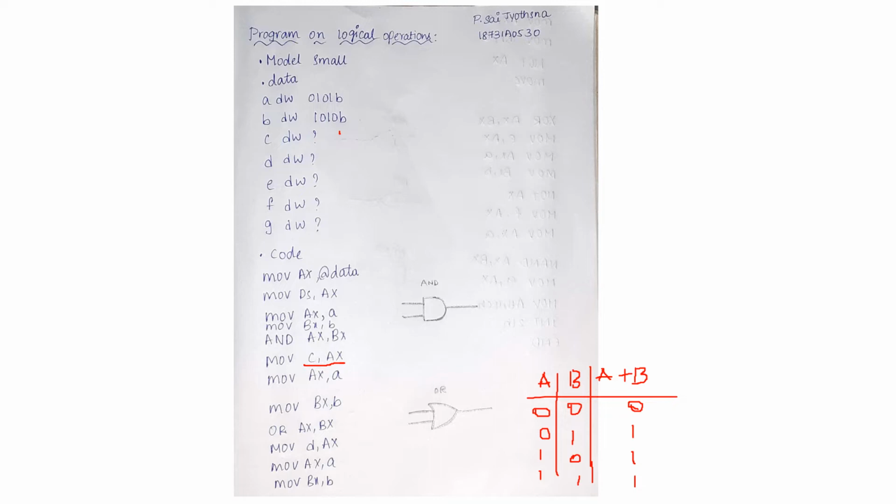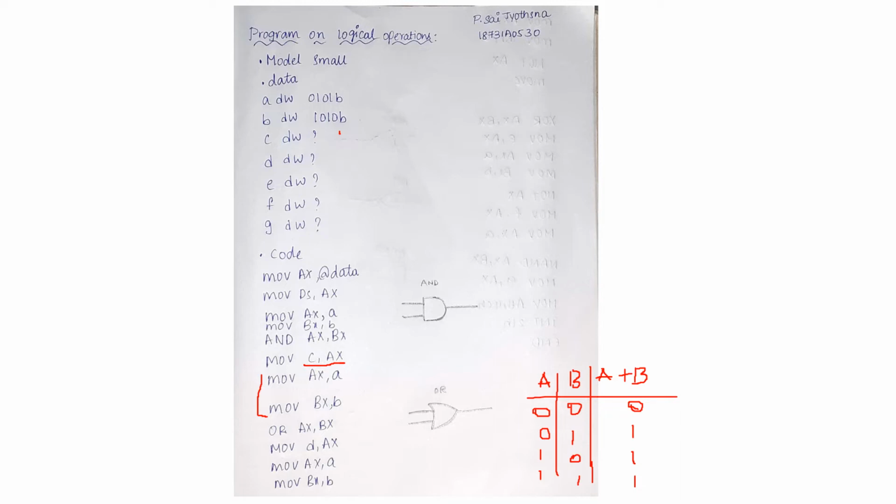Now, to restore the old values of A and B, we perform two steps: MOV AX, A and MOV BX, B. Now you can understand why we have considered registers for the operations, because after every operation we would lose the original values of A and B. To restore them, we use registers so that the original value is not affected and is stored in A and B.